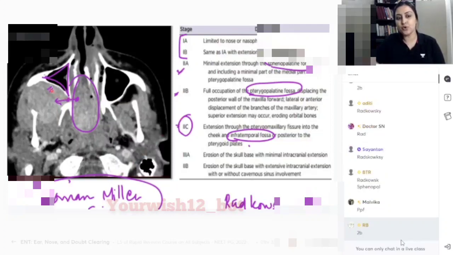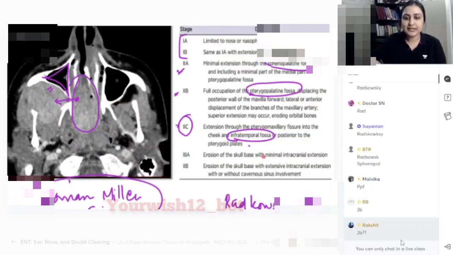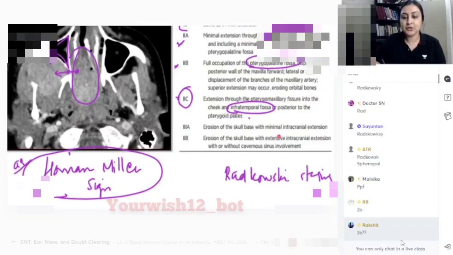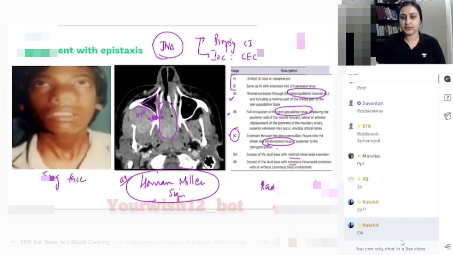The moment it causes Hohmann Miller means it is already in the infratemporal fossa. So it's 2C. Got it? 3 is when you have, what about 2B? So Rakshit, 2B will only be here. Pterygopalatine fossa is just this much. If the whole thing is bowing, it means it is in the infratemporal fossa. All of this is infratemporal fossa. Got it? 3 is intracranial extension. So if minimal, it is 3A, if extensive, it is 3B. Not very important. Got it?